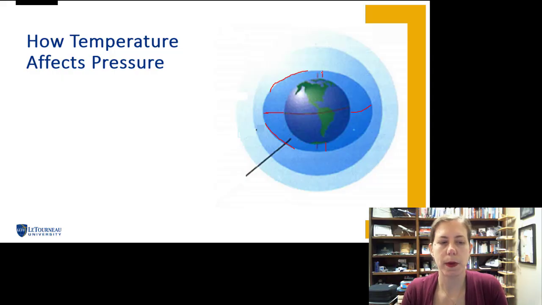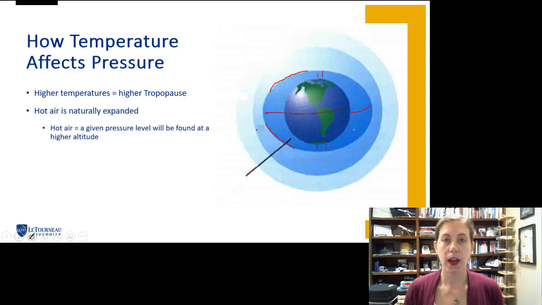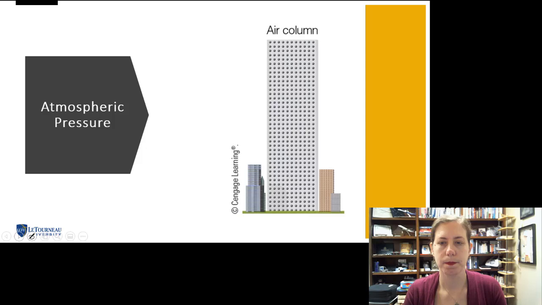So hot air forms what can be thought of as a bubble, and it creates what we call pressure levels, which our altimeters actually follow. Now, higher temperatures equal a higher tropopause. The reason is, as I just mentioned, hot air is naturally expanded. It's bigger than colder, denser air. With hotter air, a given pressure level is going to be found at a higher altitude. We're going to talk about why and how that works in a minute.